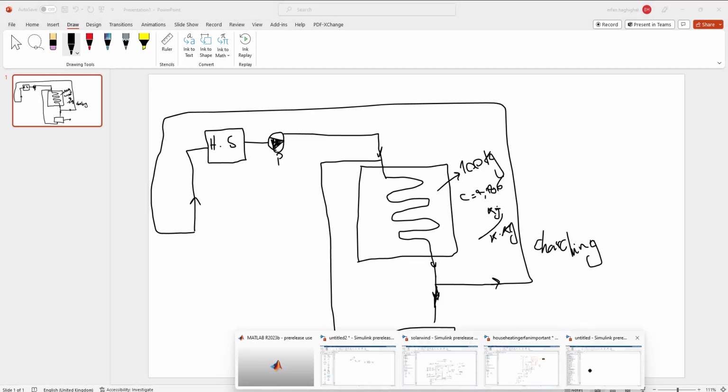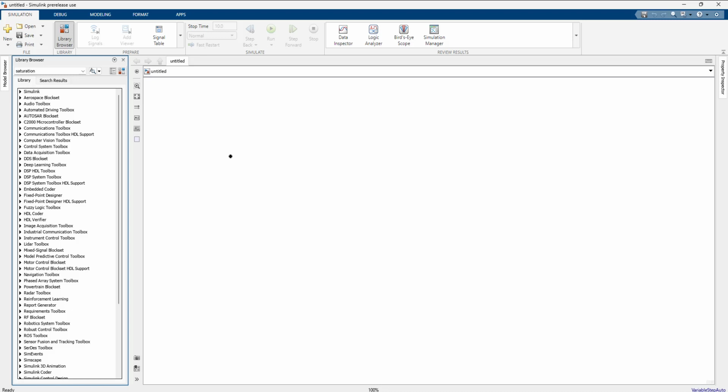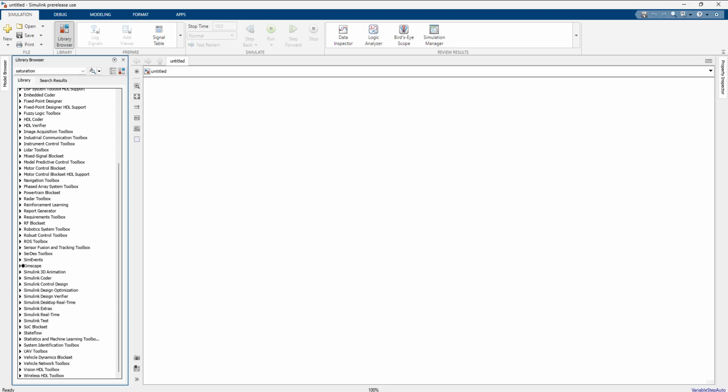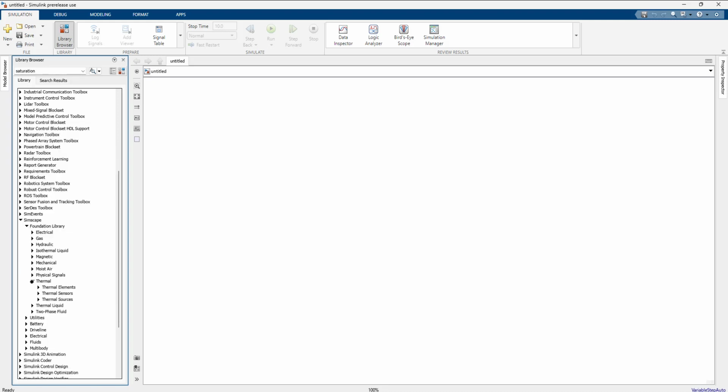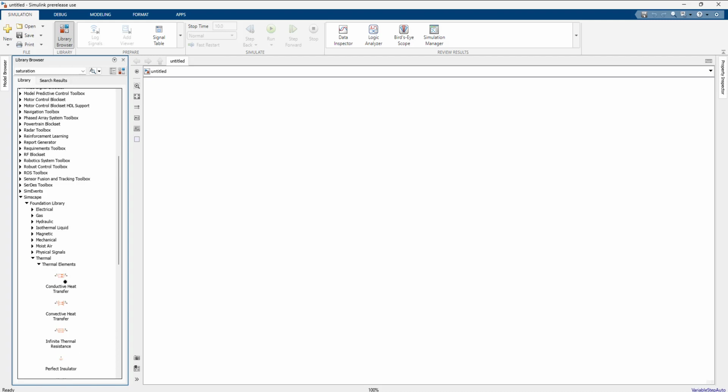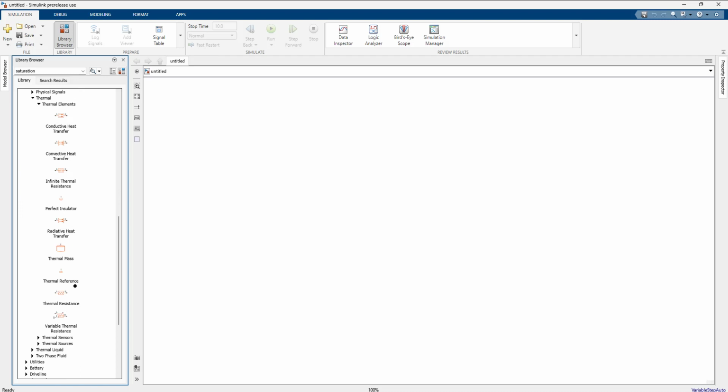Let's do this. At first, we should choose our components. As you see, we have a tank, a heat exchanger, a heat source, a pump, and pipes. For doing this, we go to the Simscape Foundation library and then Thermal, and in the Thermal Elements, you can see several components.